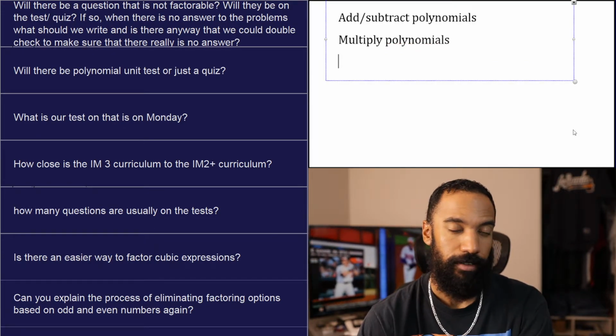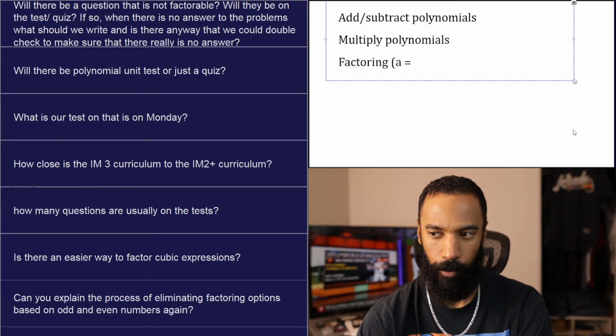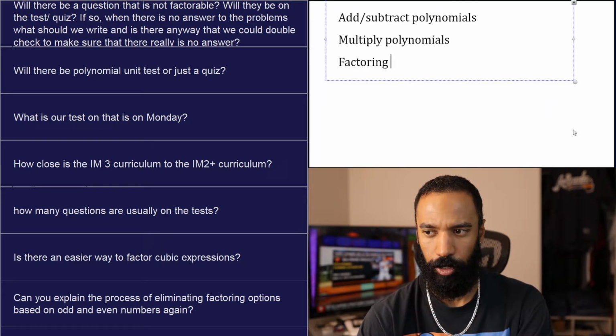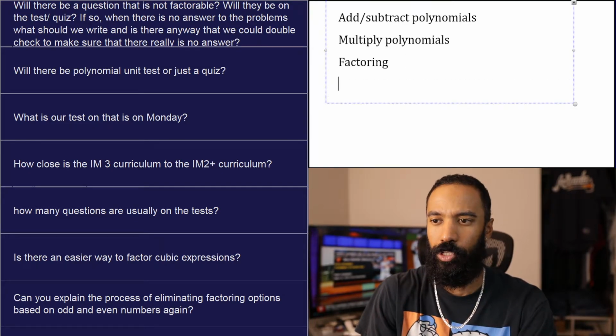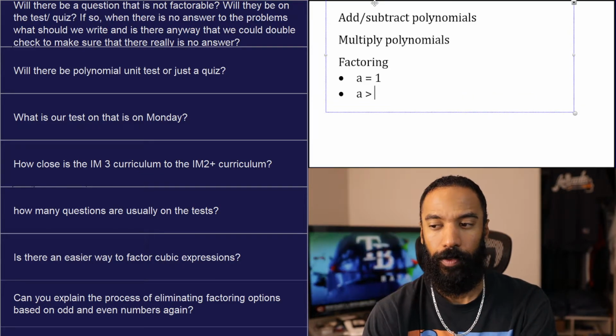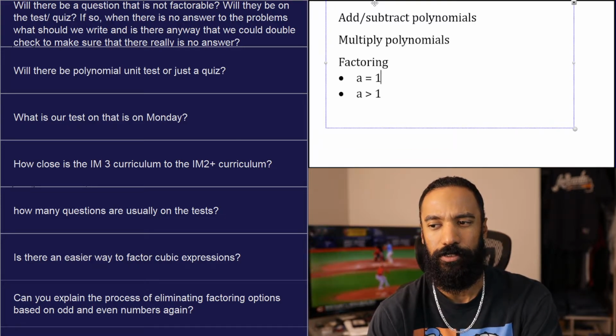And then we got into factoring a bunch of different ways. We factored basic, factoring when a equals 1. Let me do a bullet point of these ones. We do when your quadratic coefficient's 1. We do it when it's greater than 1. And GCF factoring always. Well, GCF's a part of it.